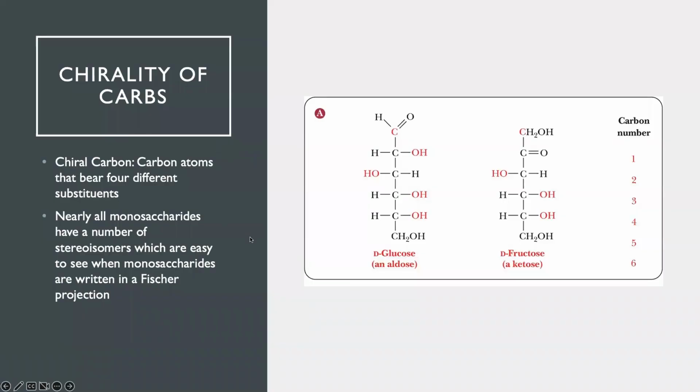And so we can also identify chiral carbons. A chiral carbon is a carbon atom that has 4 different groups around it. Nearly all monosaccharides have a number of stereoisomers, and that's easy to see whenever they're in these Fischer projections. And so here we can identify the chiral carbon and move from there.